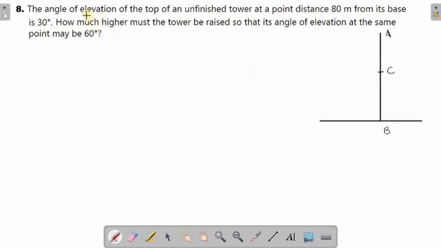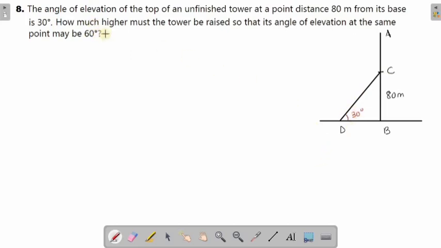Now the question is saying the angle of elevation of the top of an unfinished tower at a distance 80 meter from its base. So basically it is completed till 80 meter, which is why BC is given to be 80 meter. The angle of elevation to point C is given to be 30 degree. If somebody is looking at point C from this point, let's say point D, the angle of elevation is 30 degree.